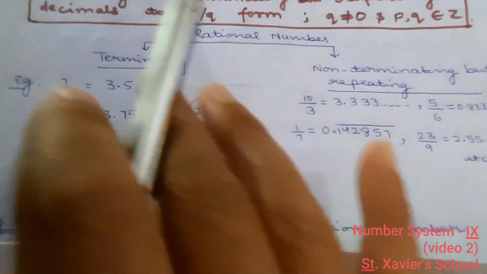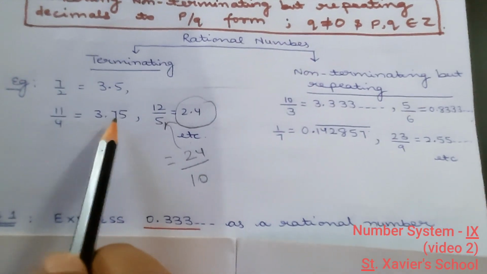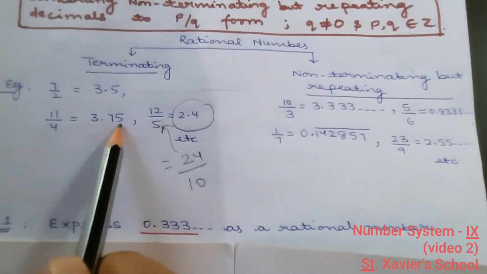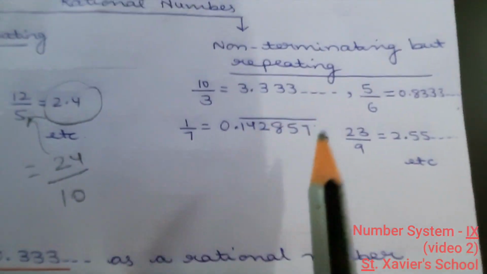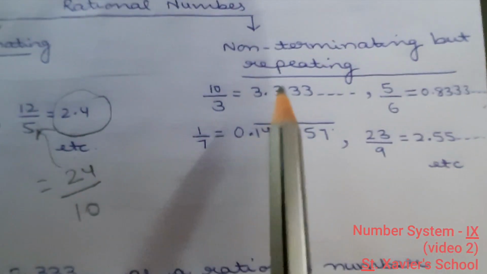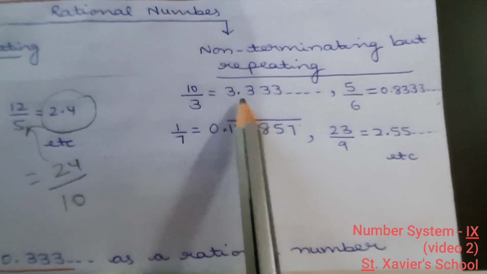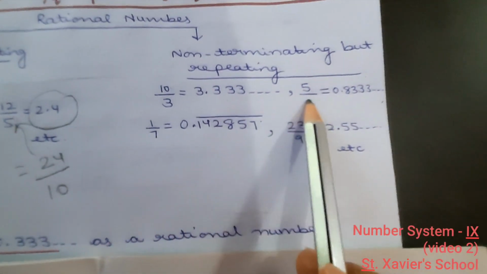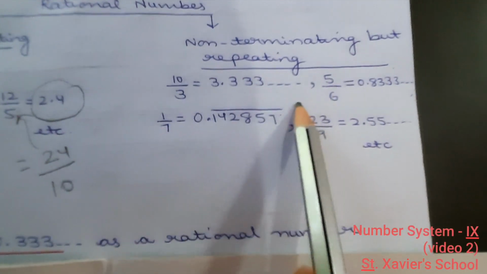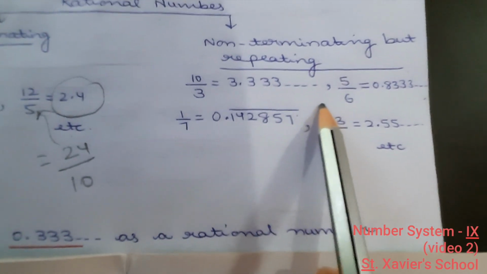So, for terminating, it is easy. We simply need to count the number of decimal places after the point. But how to do that? How to take care of non-terminating but repeating decimal? For example, if I give you a number 3.333 which is never ending, 3 is repeating and it is never ending. How are you going to do that?